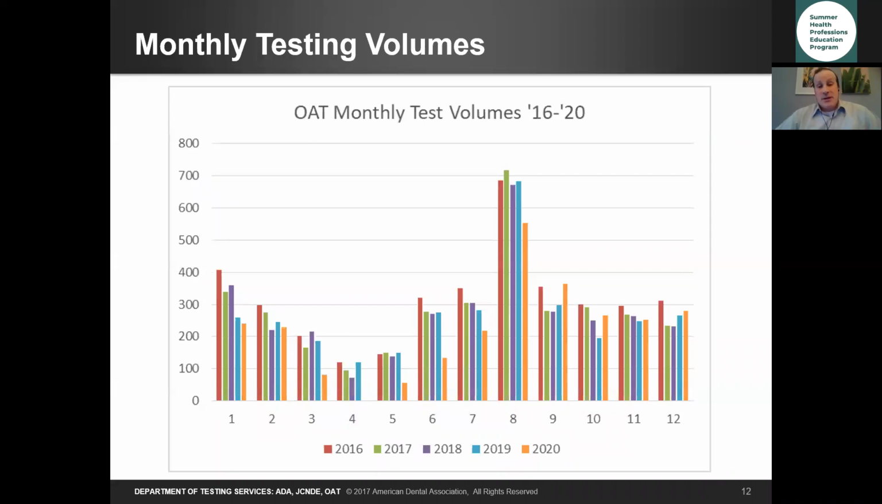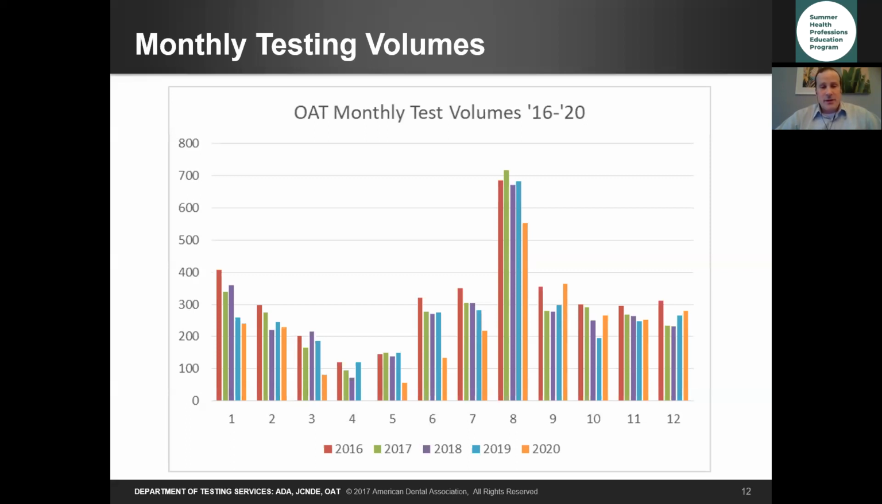These are the monthly testing volumes for the past 5 years, just to give you a sense of when people generally take the test. As you can see, there's a focus on the summer months, specifically August.